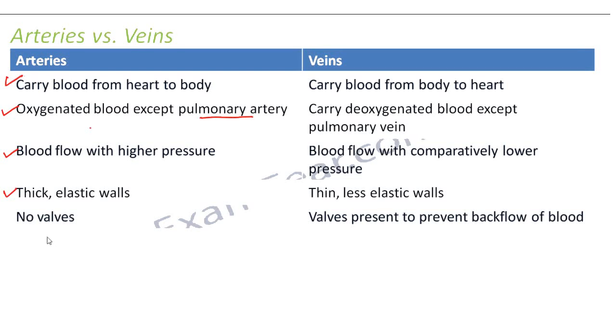In arteries, there are no valves, because since here again the blood is flowing with higher pressure, there are fewer chances that the blood will flow in the backward direction. Whereas in case of veins, valves are present, because since the blood is flowing with a comparatively lower pressure, there are chances that it might backflow. So in order to prevent that backflow, valves are present inside veins. So these are some of the important differences between arteries and veins.